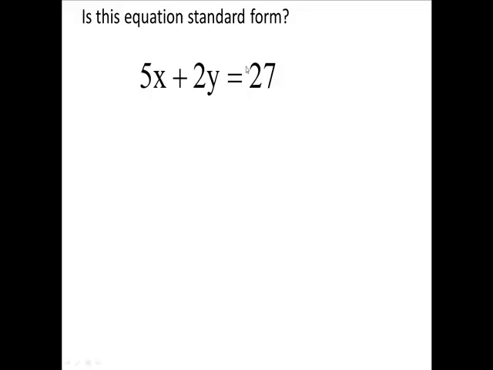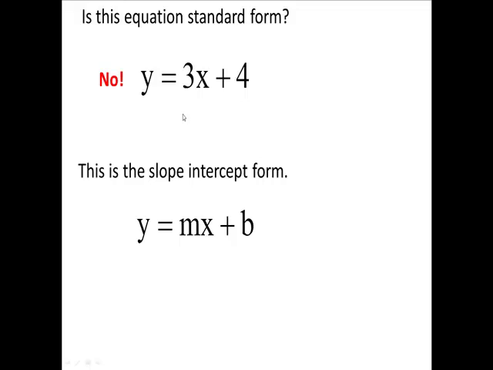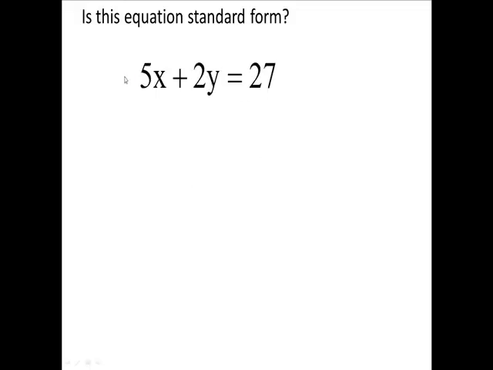Is this standard form, where you have ax, by, and c, where a is a positive number? Yes, that's standard form. You see why the last one wasn't? You didn't have the x's over here, did you? Here you got something x, and the x comes first, doesn't it? Okay? And x is positive. So yes, this is standard form.